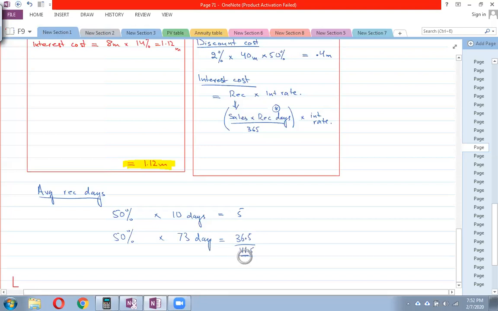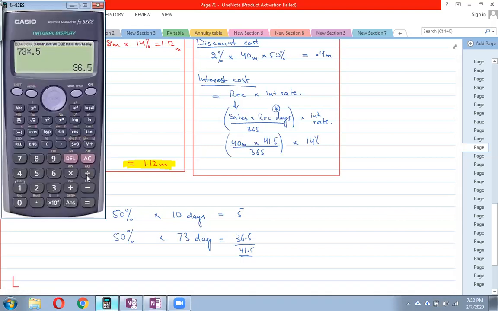So now we're going to write this 41.5 over here, right? So sales 40 million, receivable days 41.5 divided by 365 will be your receivables, and you have to multiply it with 14%. Can you tell me what do you get in receivables first of all, right? 40 multiplied by 41.5 divided by 365, which will give you 4.547945. Can you see it clearly?